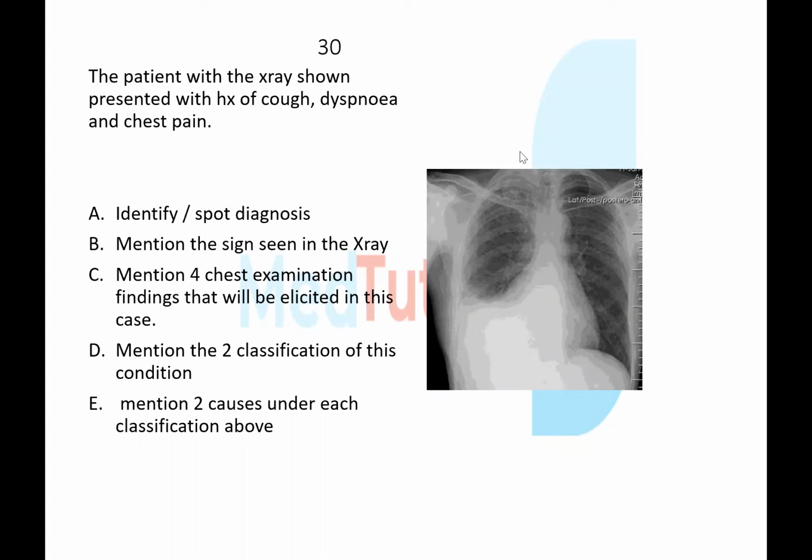Okay, so mention the classification of this condition. How do we classify pleural effusion? Pleural effusion will either be transudative or exudative. Exactly. So those are the classifications that you should know. You should read about Light's criteria. Okay, so mention 2 causes under each of the following above.